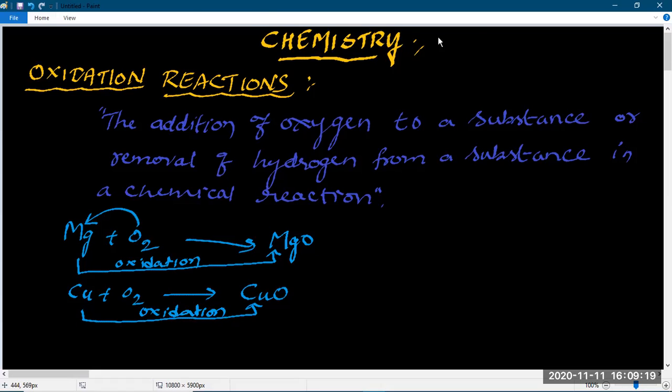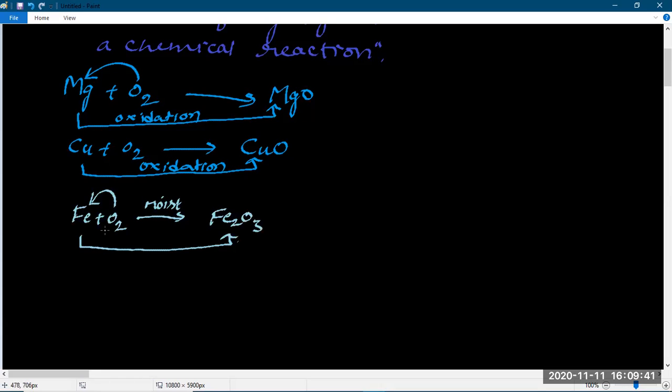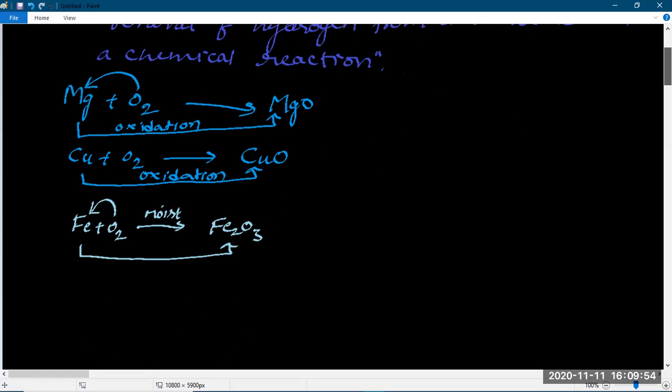Next, one more point. This is a familiar example you can remember: the rusting of iron. When you expose iron to moist atmospheric air, the iron rusts because iron undergoes oxidation. Why? Because oxygen gets added to the iron and it becomes Fe2O3. So metal to oxide conversion is nothing but oxidation. There is one more term: addition of oxygen and removal of hydrogen.